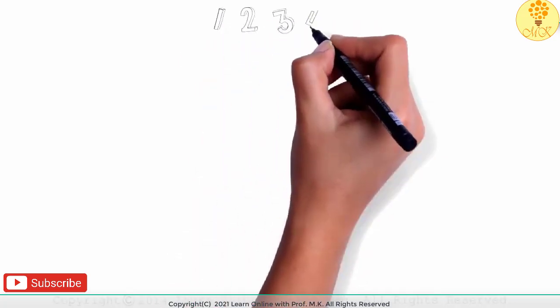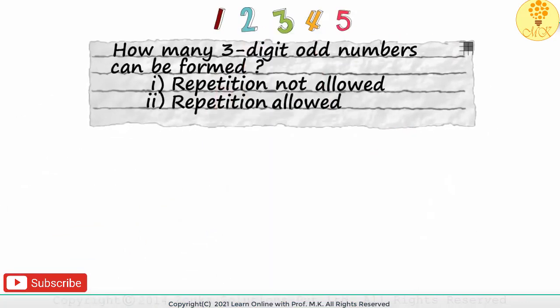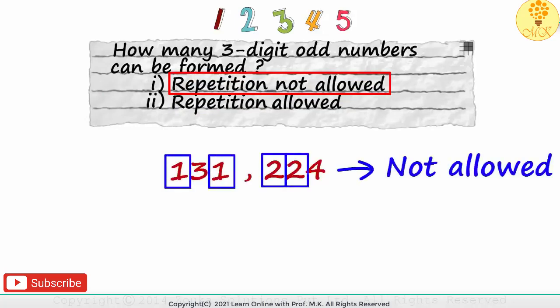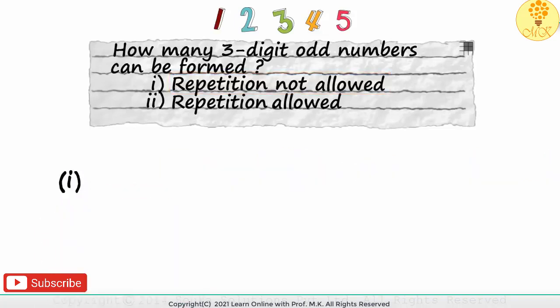We have been given 5 digits, 1, 2, 3, 4 and 5. And along with that, we have this question. Using these 5 digits, how many 3-digit odd numbers can we form? First case, when repetition is not allowed, and second, when repetition is allowed. By repetition not being allowed, they mean we cannot consider numbers like 131 or 224 which have repeated digits. Let's understand the first part.